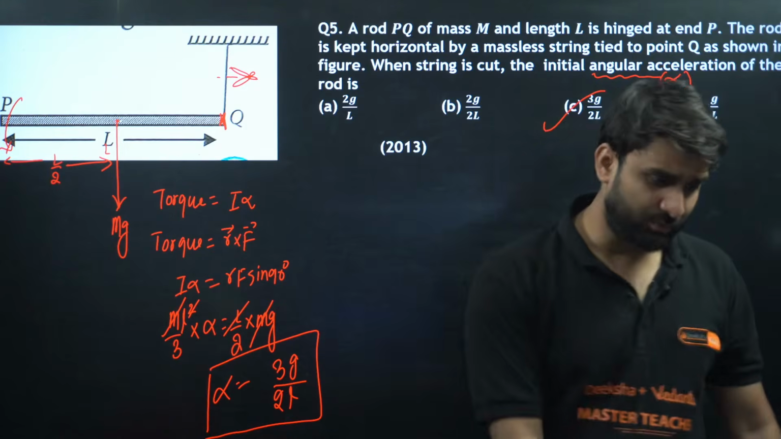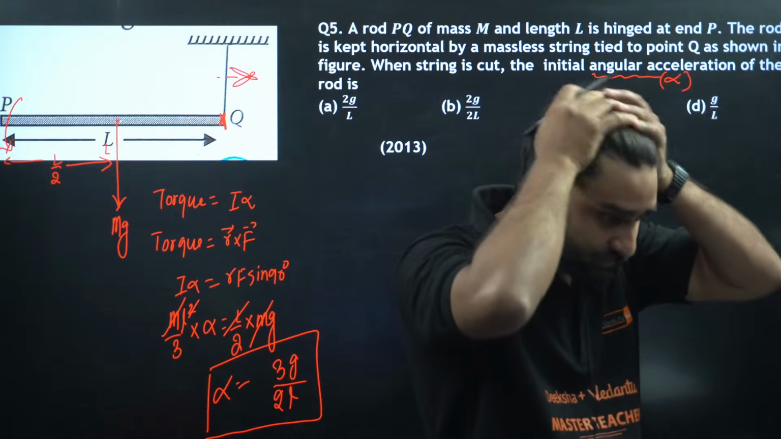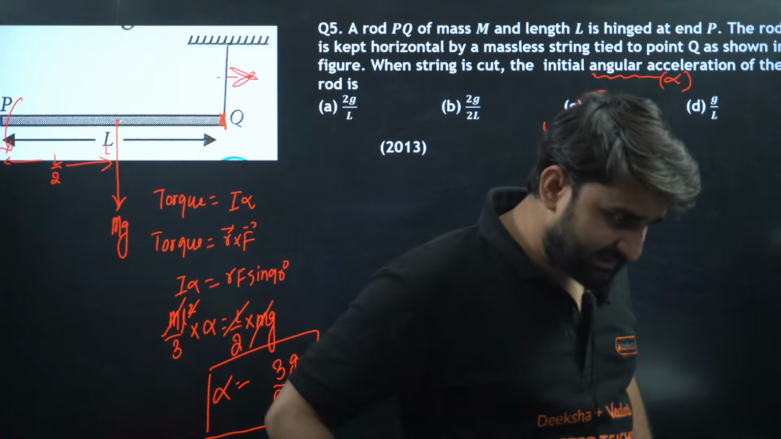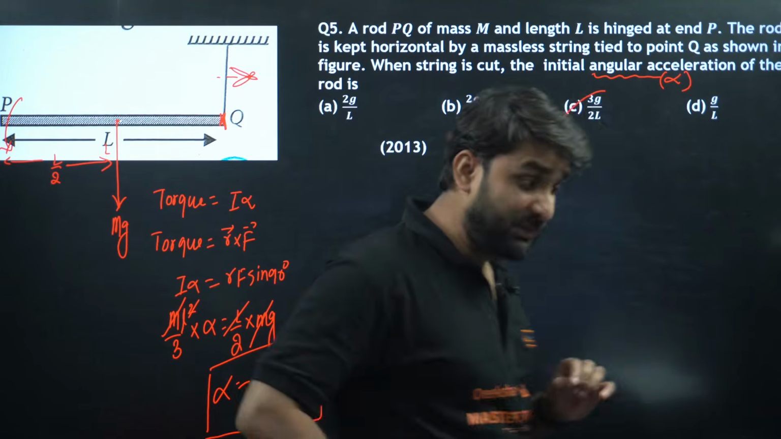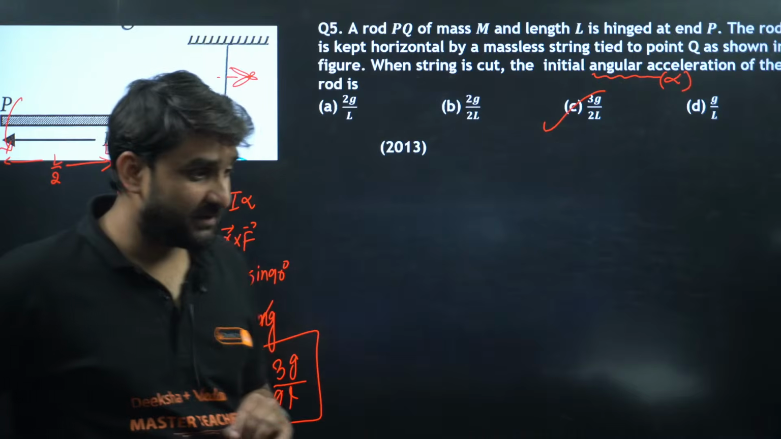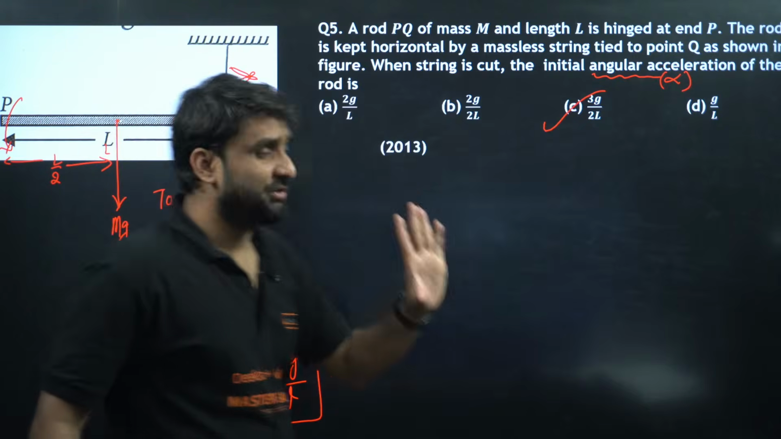Who responded with option number C? Let me check. C is correct, sir. Very good. K is correct, Prema is correct, Suhana is correct, Shanta, Chandru, B. Shanta, I think you made some mistake. Just solve this question again. Option number C will be correct, 3g by 2L.